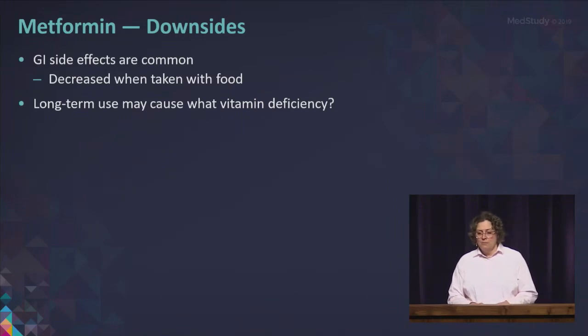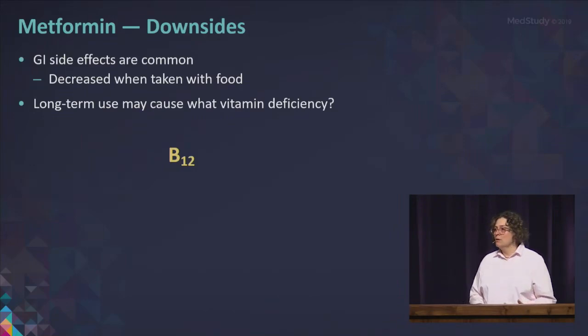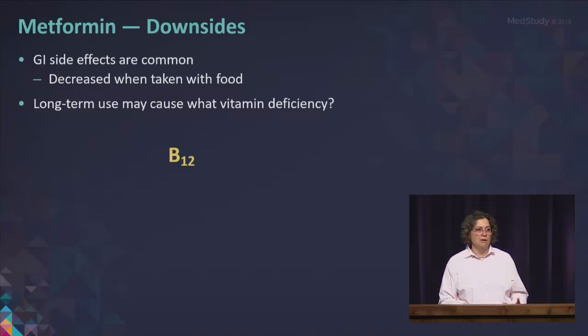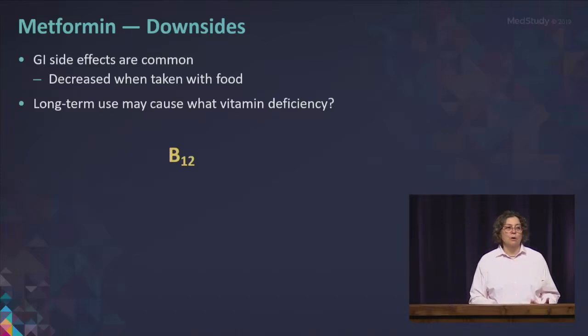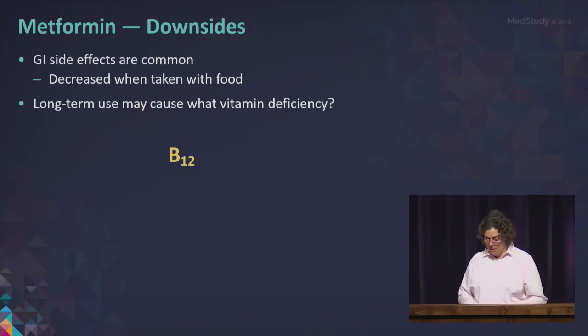And it can cause a vitamin deficiency. Which vitamin deficiency can metformin cause? B12, exactly right. And so you should be thinking about that, screening periodically, especially in the context of newly diagnosed neuropathy. We want to make sure that the B12 is replete in these patients.